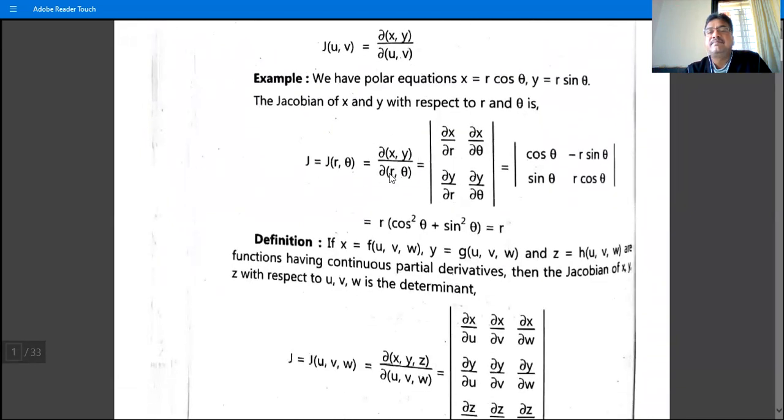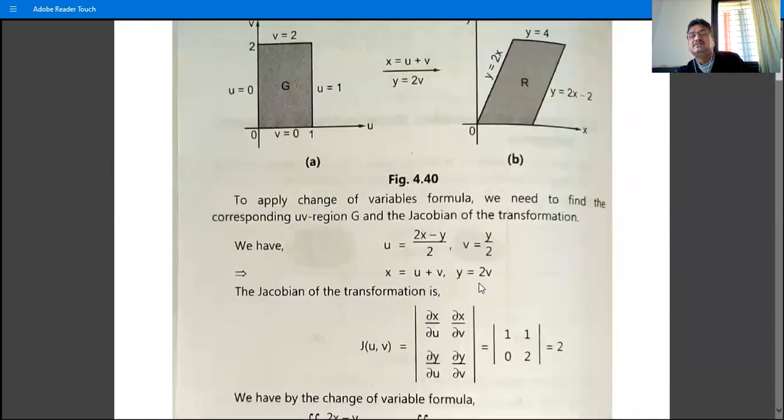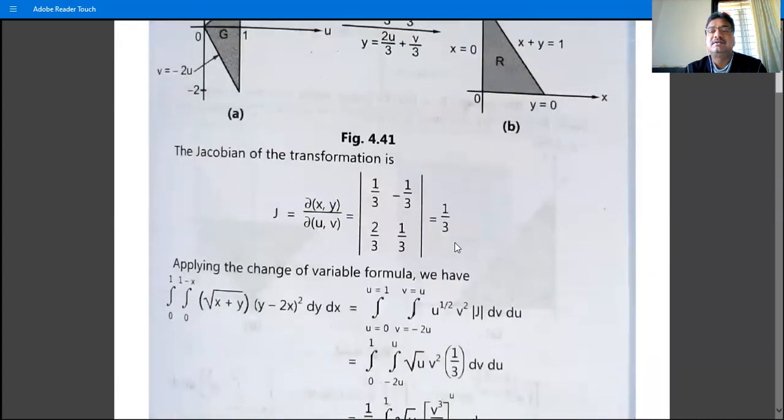The Jacobian del(x,y) by del(r,theta) is the determinant of del x by del r, del x by del theta, del y by del r, del y by del theta. Then this is the answer. r is the answer. Okay, this is the question for 2 marks, that is, find the Jacobian.